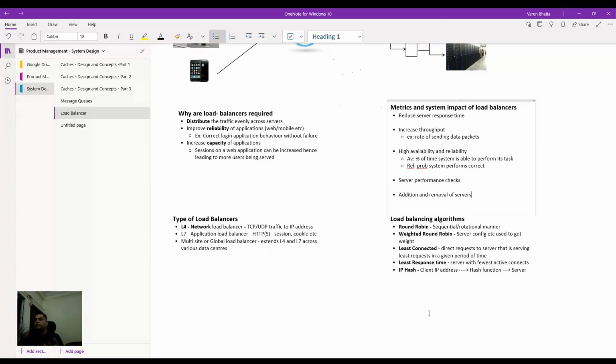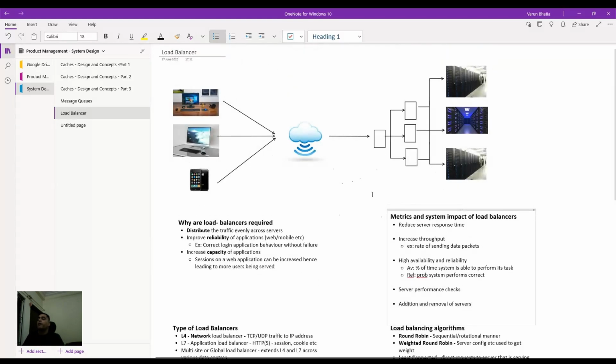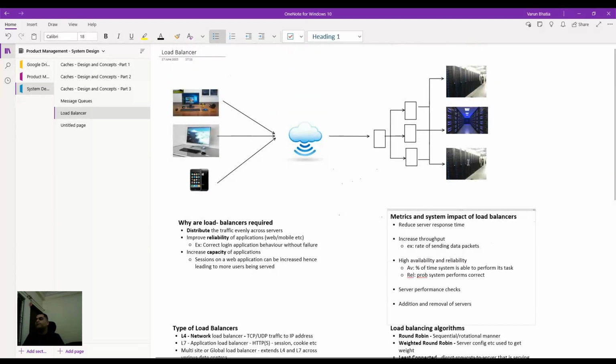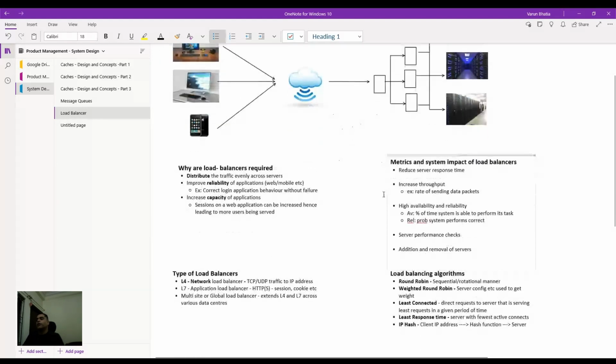So round robin, the name suggests a sequential rotation manner. All the requests that are coming in, you put in a round robin fashion, and then you just assign them to the servers. Weighted round robin, again, you might have some configuration of the servers, right? So for example, this server might be holding 256 gigabytes of RAM, this one 512, this might be even more, right? So you have to keep the configuration of the server in mind by assigning it a weight, and then you assign a weighted round robin algorithm, right?